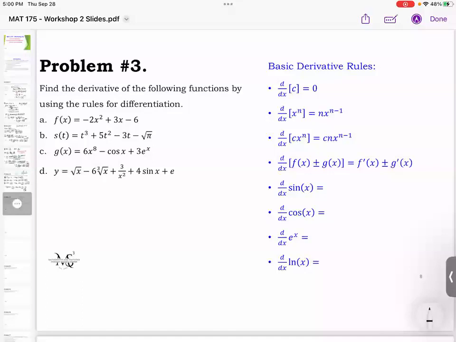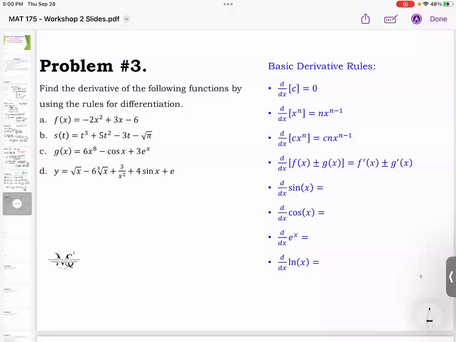The first rule states that if you take the derivative with respect to variable x of a constant, we denote the constant as c, then the derivative of your constant is 0. Your derivative of your constant is going to be 0.